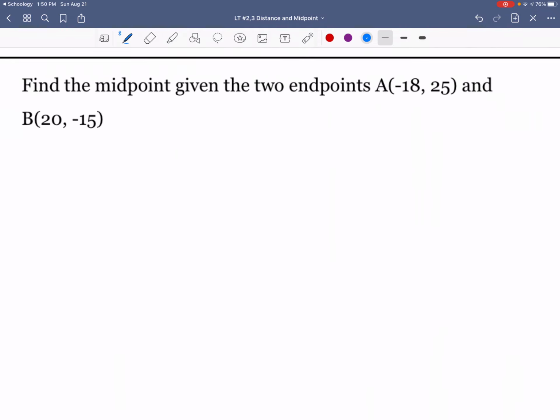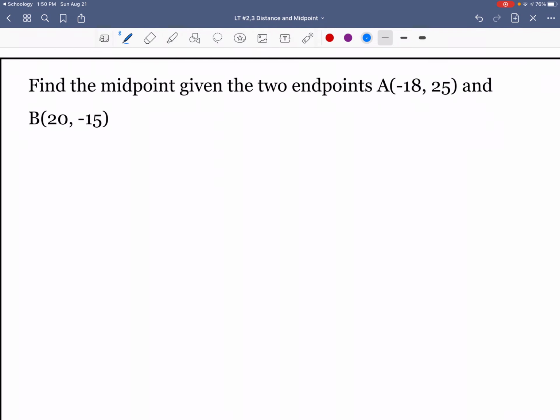Let's do midpoint. We don't have a coordinate plane, so here we're going to look at midpoint as an average between two numbers. So we're going to take negative 18 plus 20 divided by 2. And we're going to do 25 plus negative 15 divided by 2. So this gives us 2 divided by 2. And this is 1.